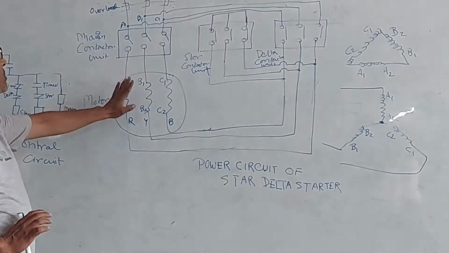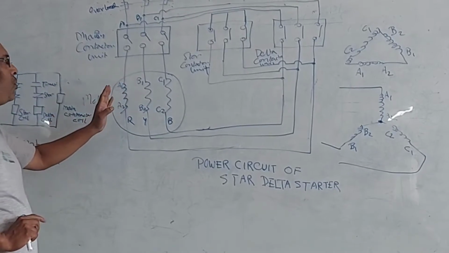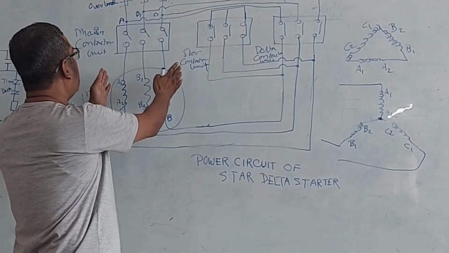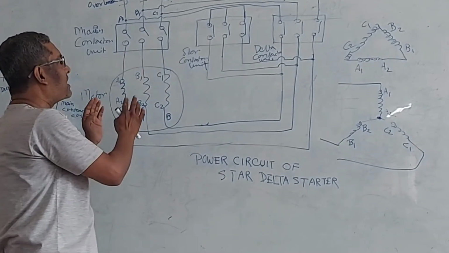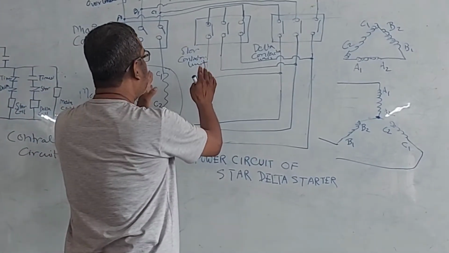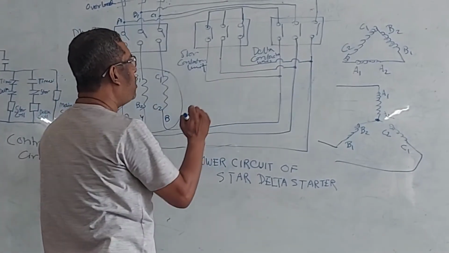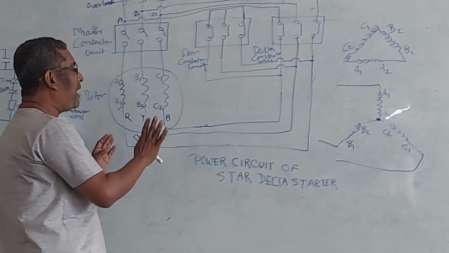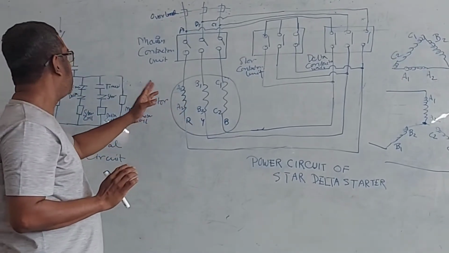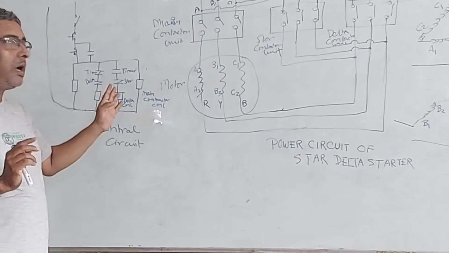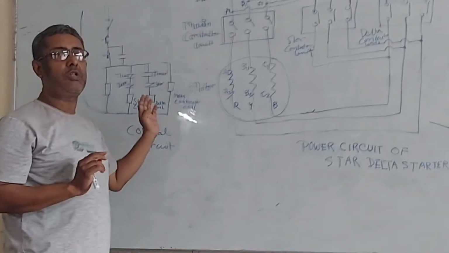Now how does this operate? Why do the star connection contactor and main contactor hold first, and how after some time does the star contactor stop and the delta connection hold? This has been defined in the control circuit. So I will now explain the control circuit. Okay.